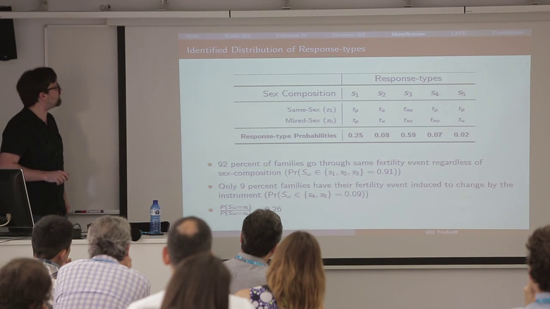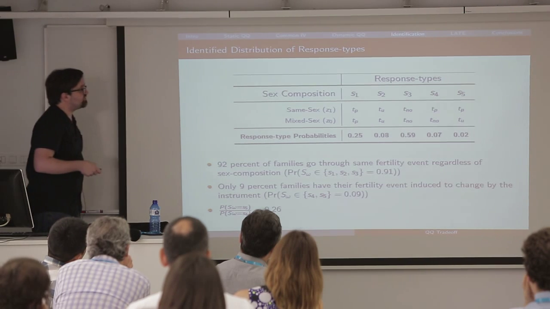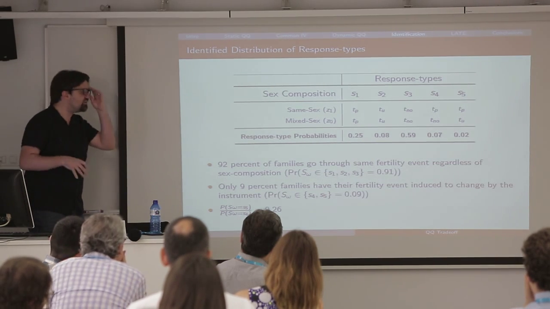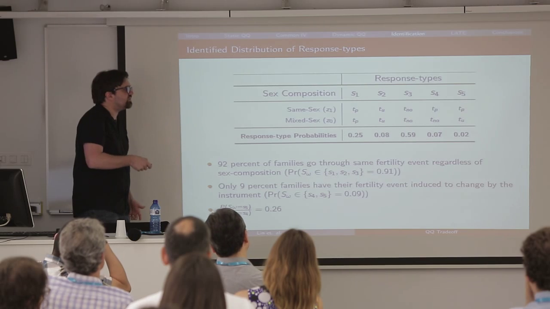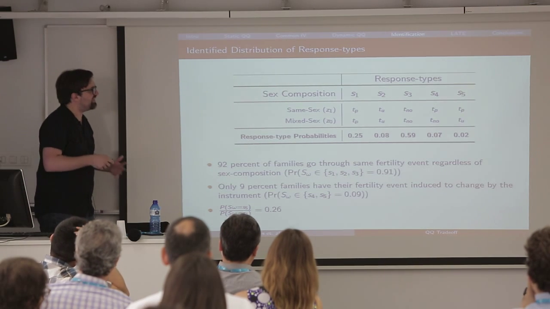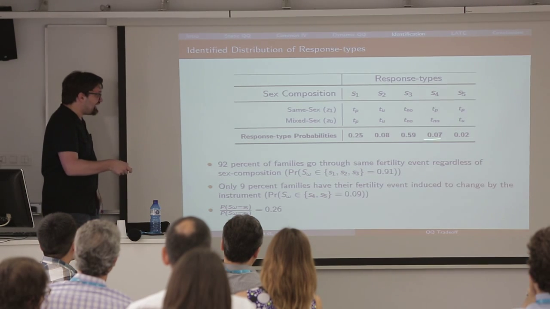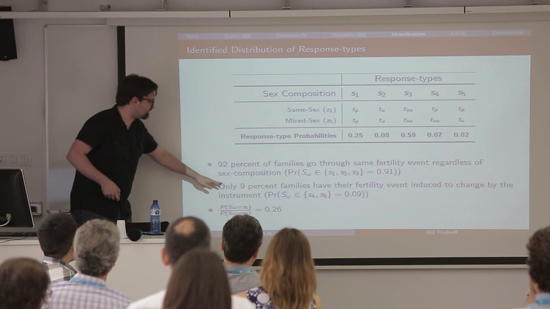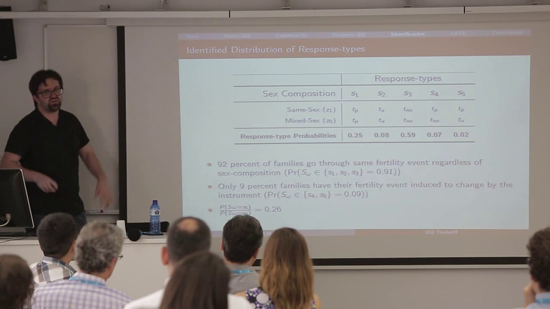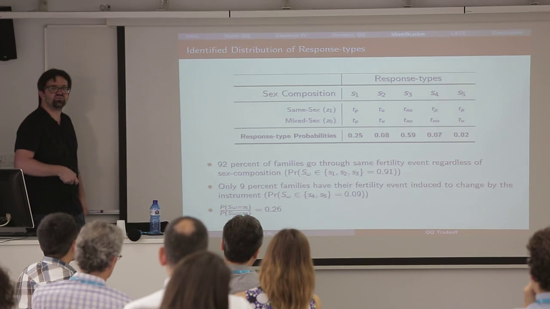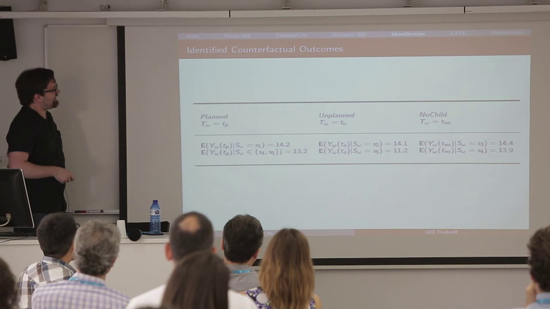So here is one quick result, which I think is of interest in itself. Here is the identified distribution of types. This tells you among the population of families how many are of each kind. And you can see people are very stubborn. They are going to end up doing the same thing no matter what, in some sense. 91% of people don't respond to the instrument, and only 9% of the families actually respond to the instrument. Now you might say, well, this type 5 seems very little, so why bother? But actually what's important is the ratio between the two. And the ratio is not that small. It's actually 26%.